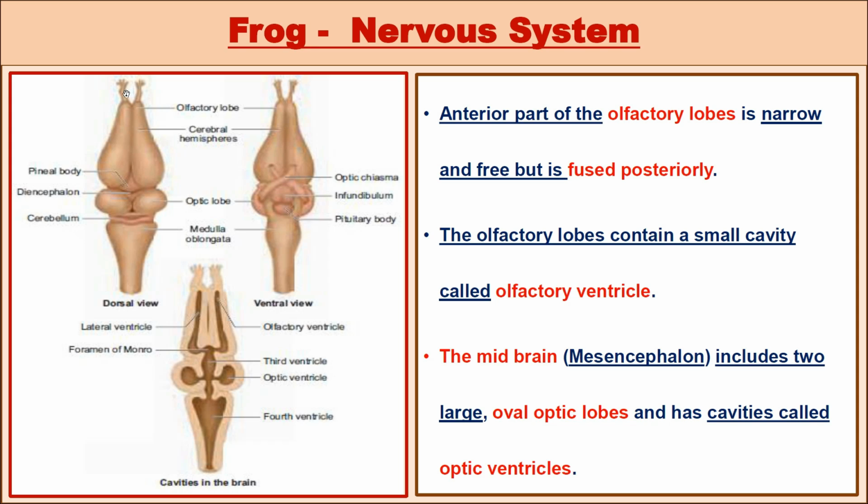The olfactory lobes contain a small cavity which is called olfactory ventricle. So ventricle means cavity. Cerebral hemisphere also contains the lateral ventricles. Next comes the midbrain. Midbrain is called mesencephalon, and it includes two large oval shaped optic lobes, and they also possess cavities which are called optic ventricles.